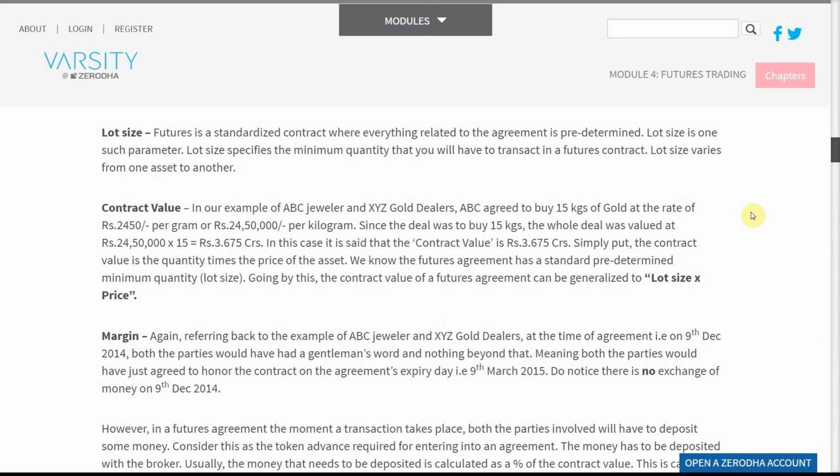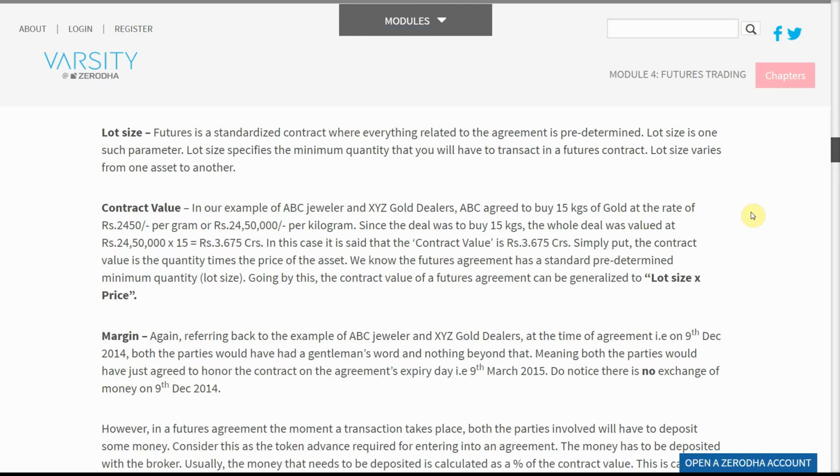Lot size. Futures is a standardized contract where everything related to the agreement is predetermined. Lot size is one such parameter. Lot size specifies the minimum quantity that you will have to transact in a futures contract. Lot size varies from one asset to another.